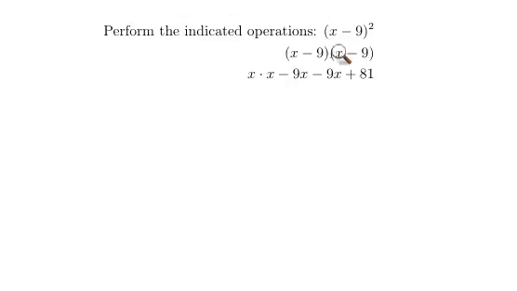So we'll have the x times x, that's just going to become an x squared. The minus 9 times x will be a minus 9x. The minus 9 times x will be another minus 9x, and the minus 9 times minus 9 is the 81. So every term here has to multiply every term there. So we get our final result, x squared minus 18x plus 81.